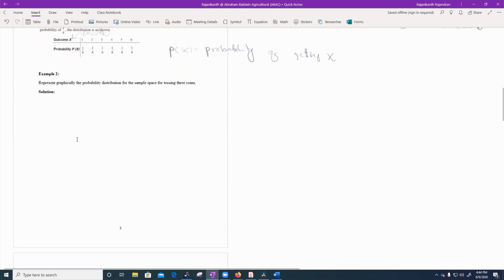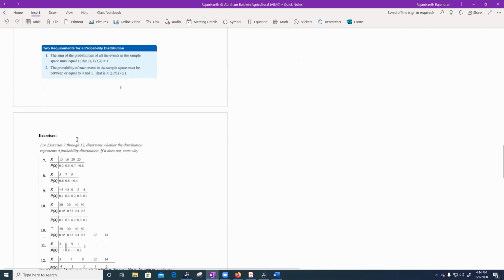So there are some properties we will have after making the probability distribution. We need to make sure that we have these two properties for the probability distribution. Two requirements for a probability distribution: the sum of the probabilities of all possible events should add up to 1. The probability of each event in the sample space must be between or equal to 0 and 1. This one I already explained to you. The probability for each event should be bounded by 0 and 1 inclusively.